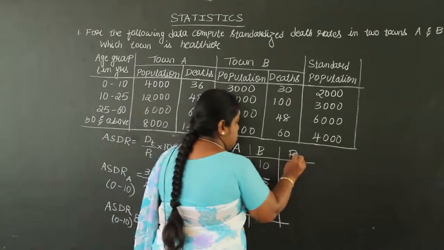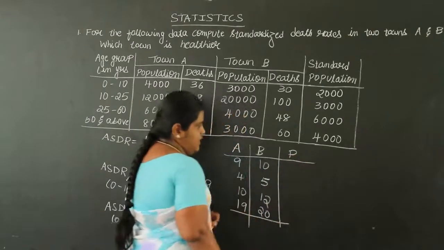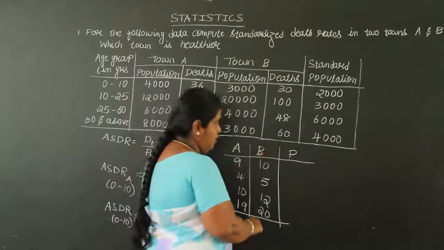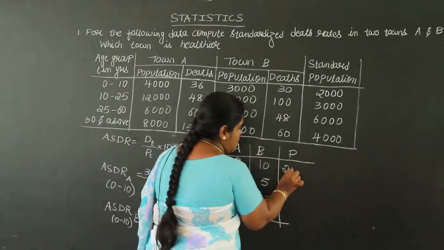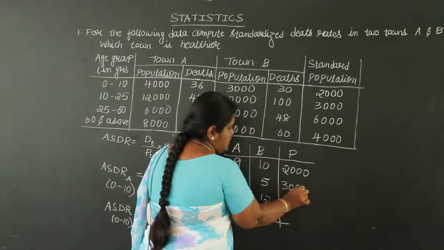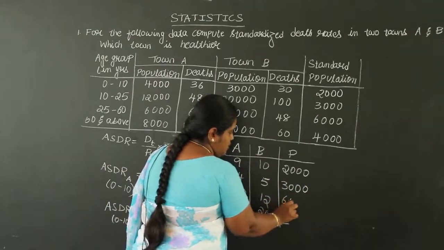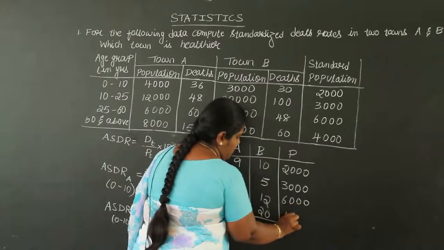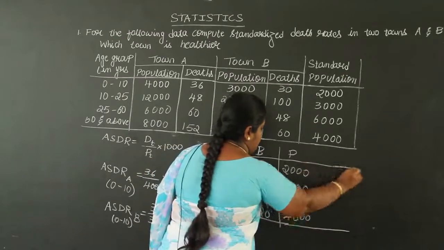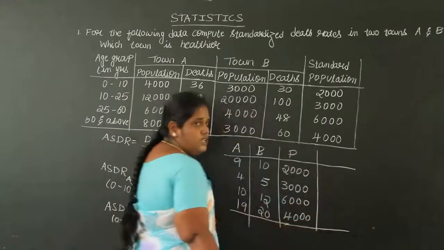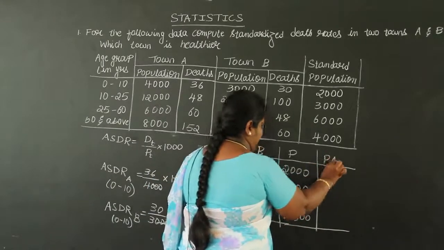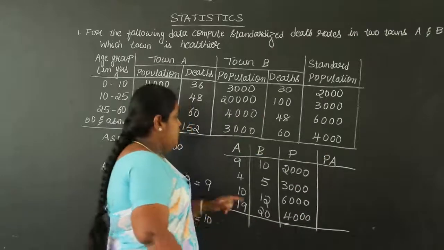Then we'll write down the standard population P. So standard population is denoted by P, which is given in the question. So mention those values so that it is easier to multiply it. So it is 2000, 3000, 6000 and 4000. Then multiply the standard population and the ASDR values. So first we'll be multiplying P and A.